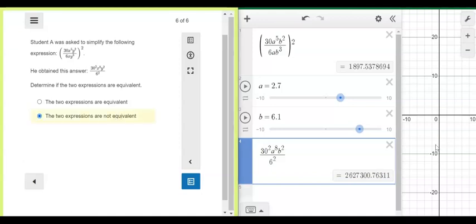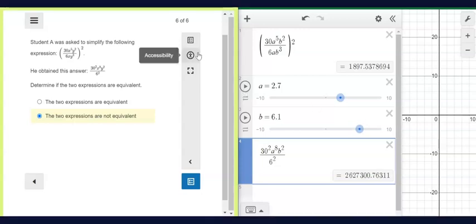Alright, this was a longer video, but I did want to show you both ways, by hand and also by confirming your answers in Desmos. Alright, thanks guys.